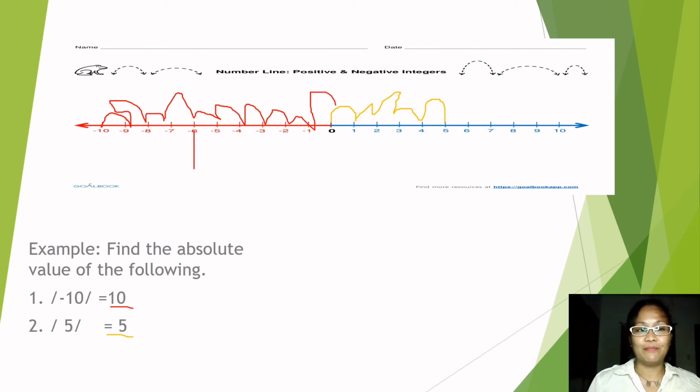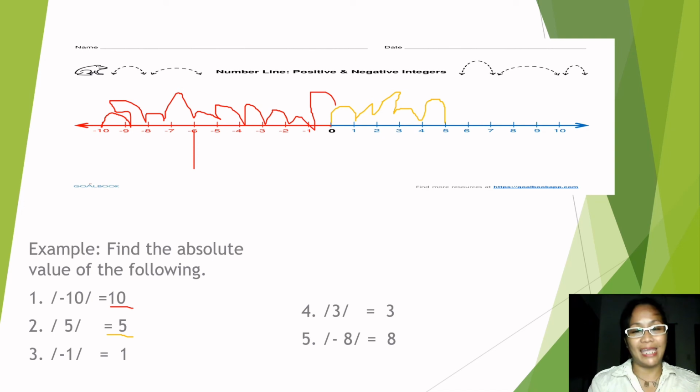Okay? So, without using the number line, gaya ng sinabi ko kanina, ang pagkuha ng absolute value, positive man or negative, ay yung number pa rin niya. Gawin lang nating positive. Always. So, example ng number 3, absolute value of negative 1 ay 1. Ganun lang kadali. Okay? And number 4, the absolute value of positive 3 is 3. And last but not the least, the absolute value of negative 8 is positive 8. So, gagawin lang natin lagi ang given na number na positive.